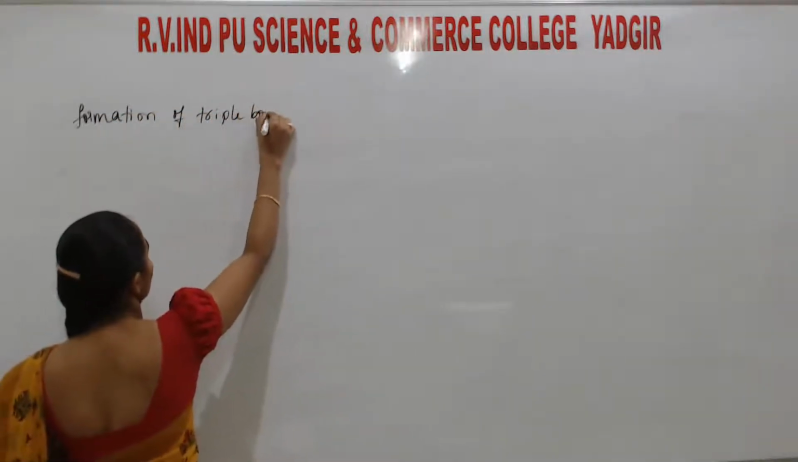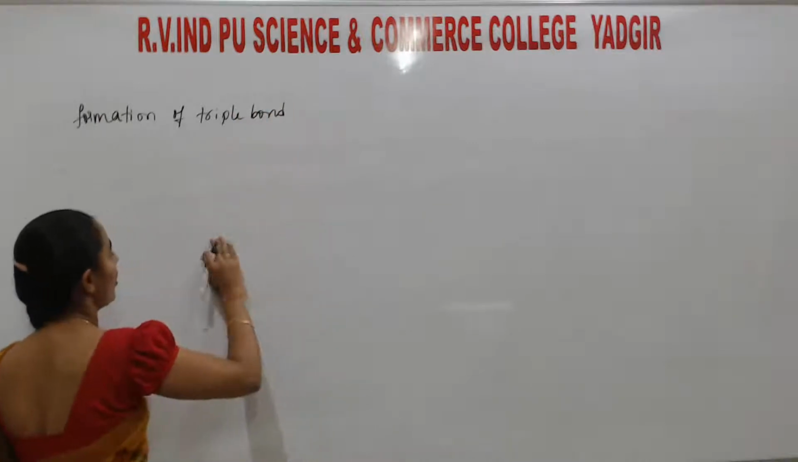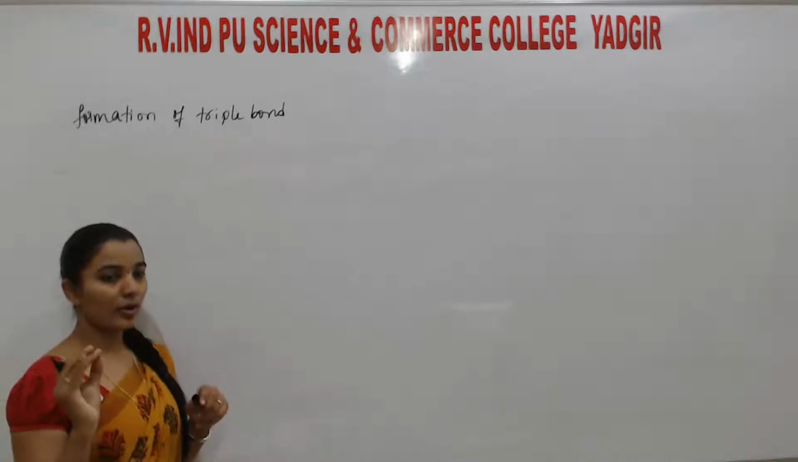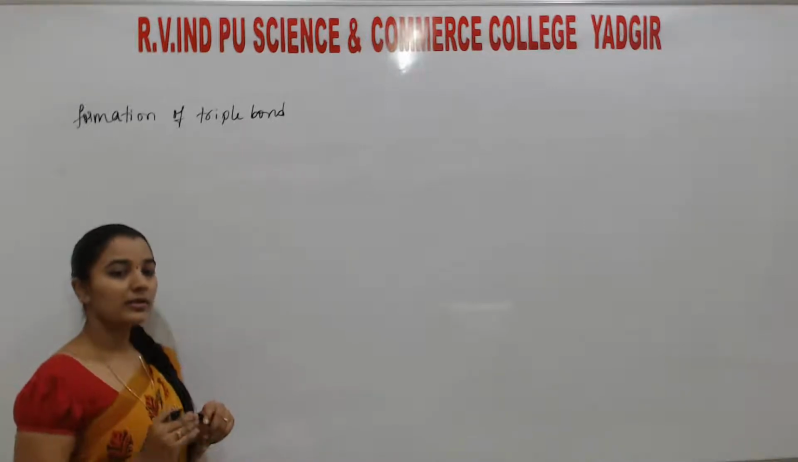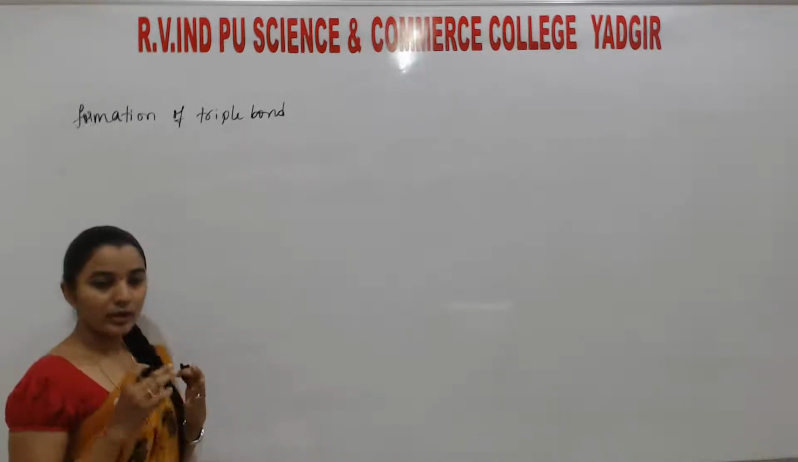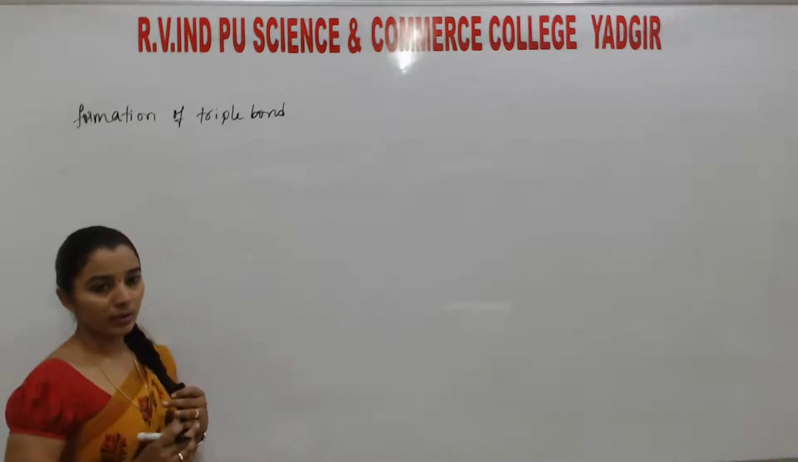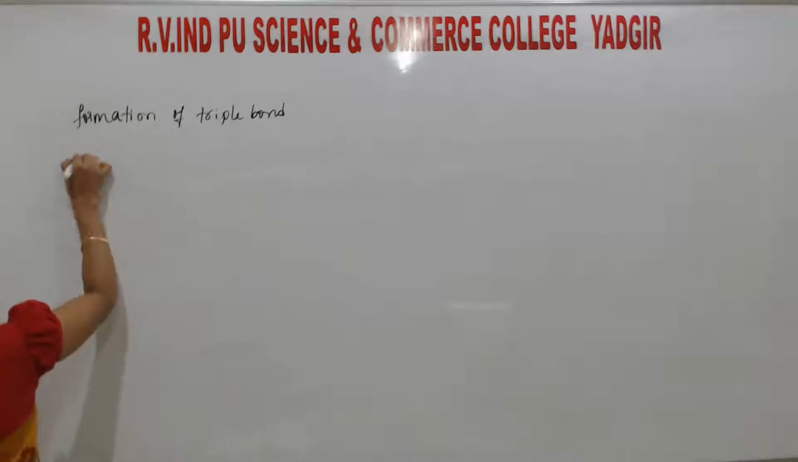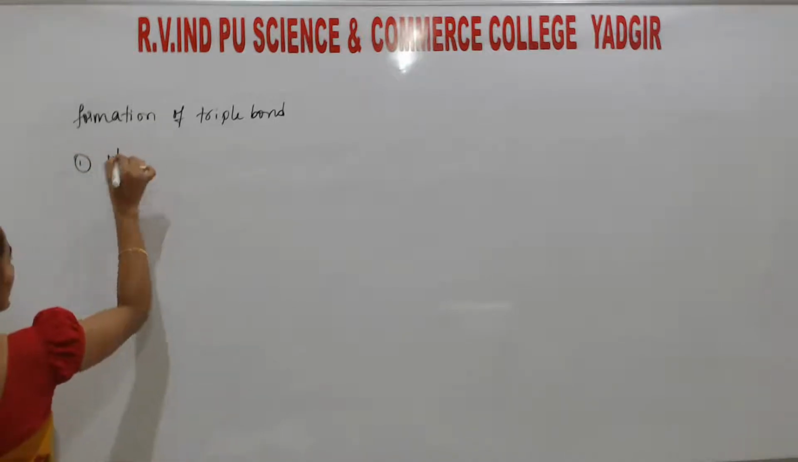Formation of triple bond. Three types of bonds are there: single bond, double bond, triple bond. In covalent bonds, we studied single bond, double bond, and now it is triple bond. I'll take the example here: formation of nitrogen.